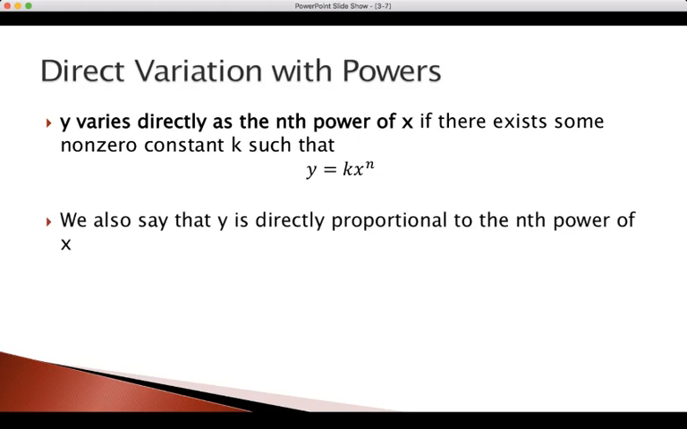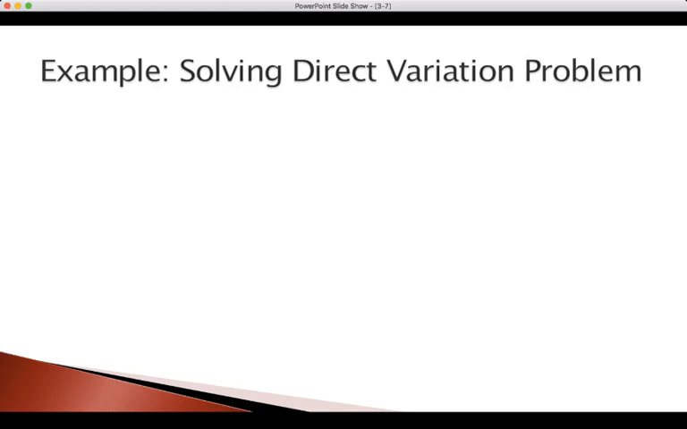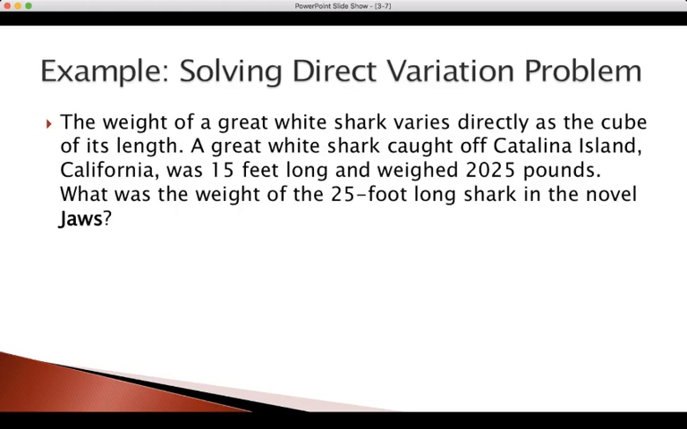We also say that y is directly proportional to the nth power of x. Now, let's look at another example. The weight of a great white shark varies directly as the cube of its length. A great white shark caught off Catalina Island, California, was 15 feet long and weighed 2,025 pounds. We want to use this information to determine the weight of the 25-foot-long shark in the novel Jaws.